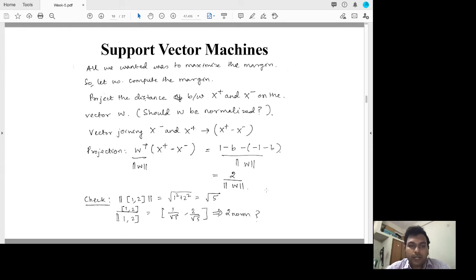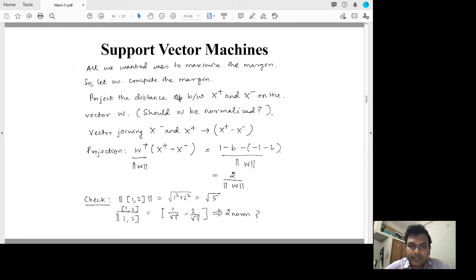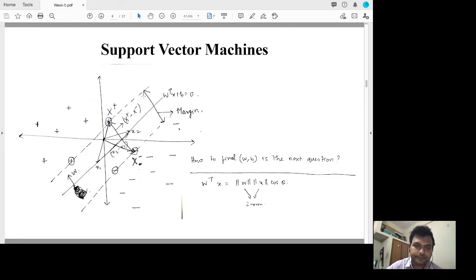Okay, so now we come back to the actual motivation of our problem of support vector machines. All we wanted was to maximize the margin, the distance between the support vectors of the two classes. In order to maximize this margin, we need to compute the margin first, and only then can we maximize it, correct? So how to compute this margin?